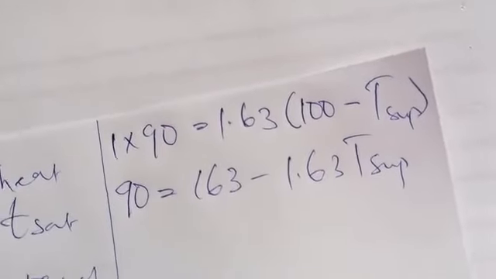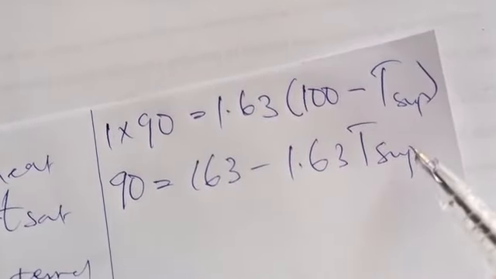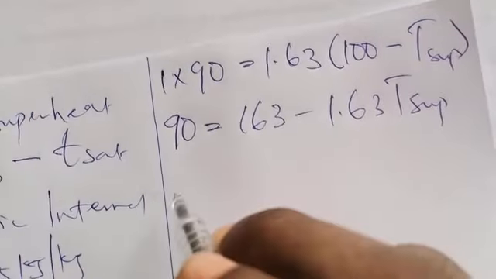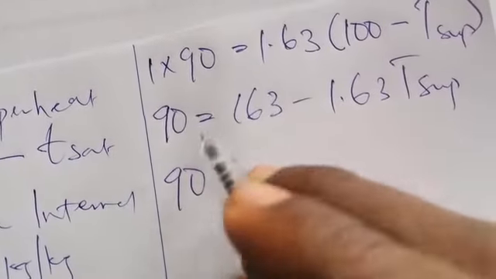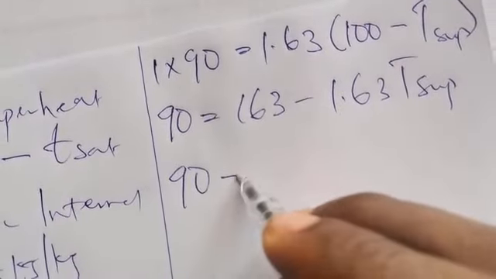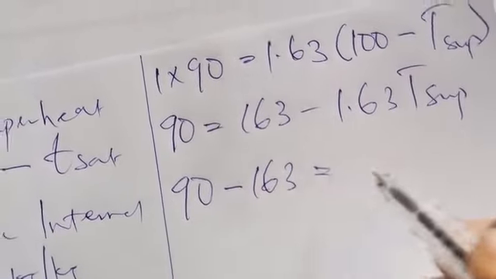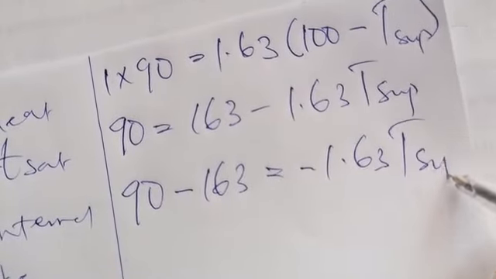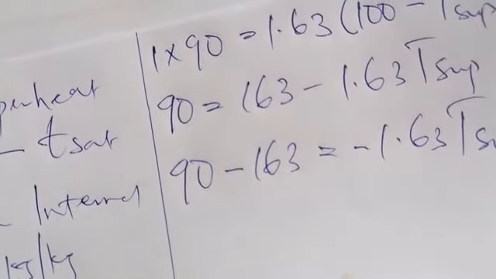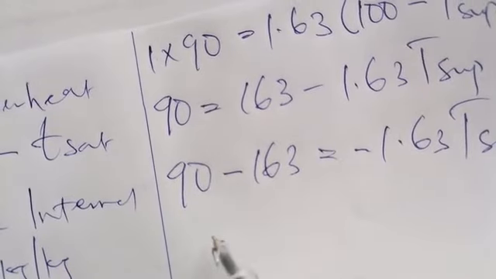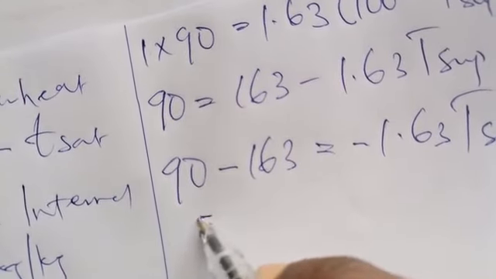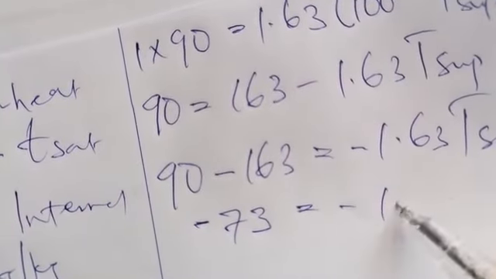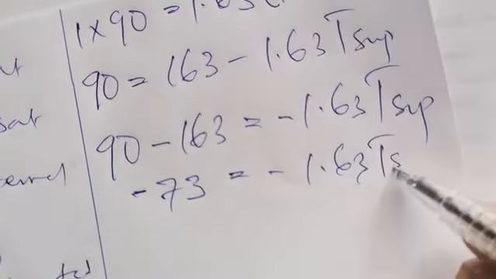Okay, so of course, we are looking for superheated temperature. So let's simply send 163 over here. It becomes 90, and the positive sign crosses the equal sign and becomes negative, minus 163, and that's simply equal to, I'm left here with minus 1.63 T superheat. Of course, 90 minus 163 simply gives us minus 73, and that's equal to minus 1.63 T superheat.